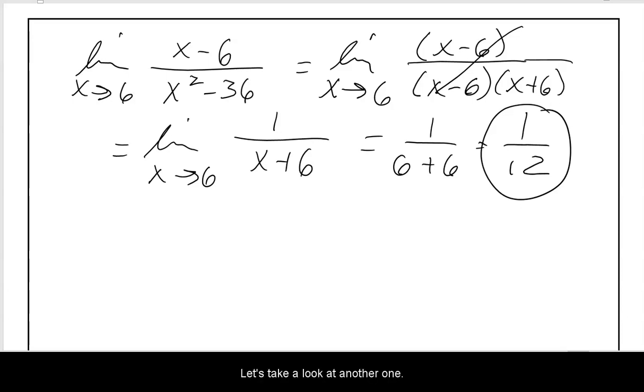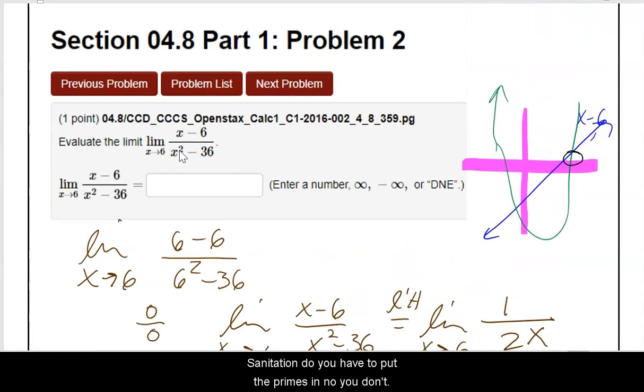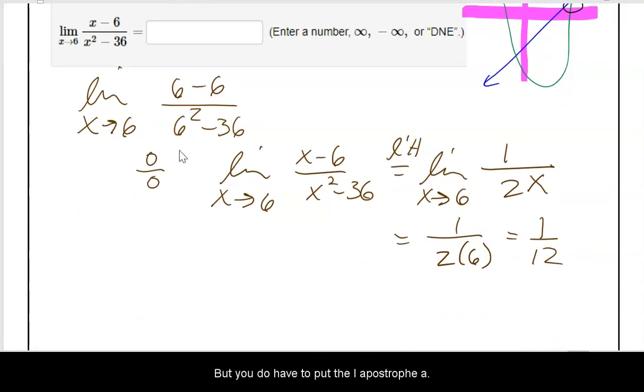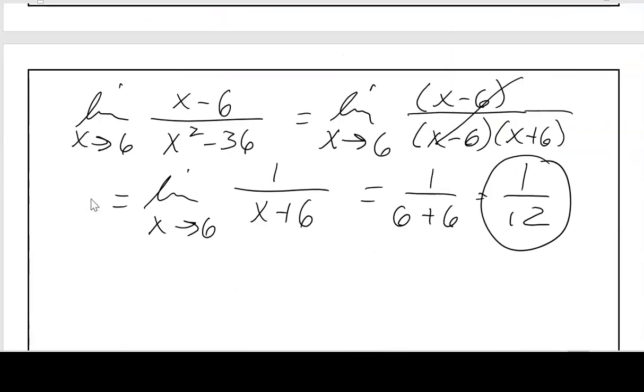Let's take a look at another one. I've got a question. Sure. When you're applying the rule over and over again, do you annotate it similarly to f prime prime, etc.? Like, do you add apostrophes into the L'Hopital's annotation? Do you have to put the primes in? No, you don't. But you do have to put the L apostrophe H. That has to go, but that's it. That's the only thing you have to show. The rest of it you can all do in your head. Yeah.